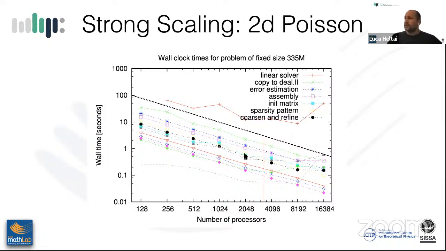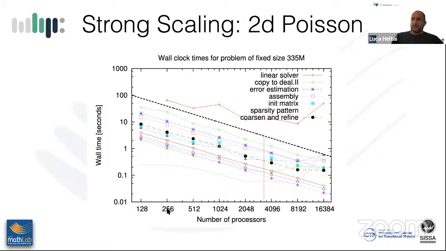This is called strong scaling. It's called strong scaling because you start with a problem size which is fixed, and then you double the number of processes with which you try to solve this problem. So this is 335 million degrees of freedom, and you solve it on 128 processors.